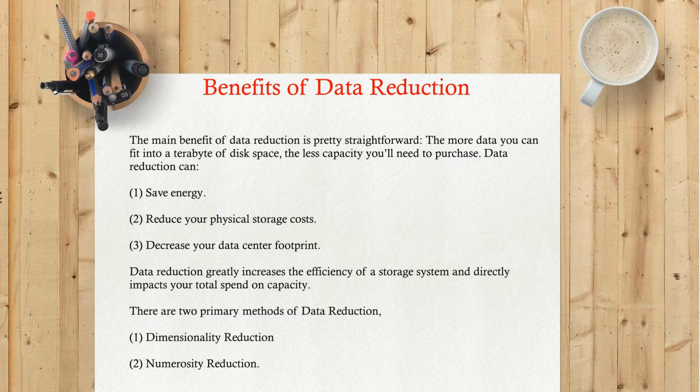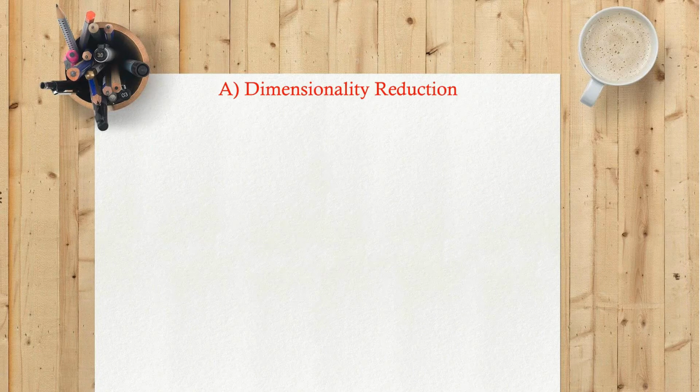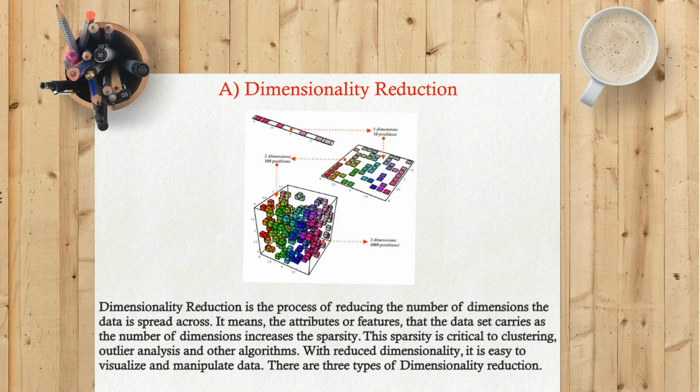There are two primary methods of data reduction: 1. Dimensionality reduction. 2. Numerosity reduction. Dimensionality reduction is the process of reducing the number of dimensions the data is spread across. It means the attributes or features that the dataset carries, as the number of dimensions increases the sparsity. This sparsity is critical to clustering, outlier analysis, and other algorithms. With reduced dimensionality, it is easy to visualize and manipulate data.